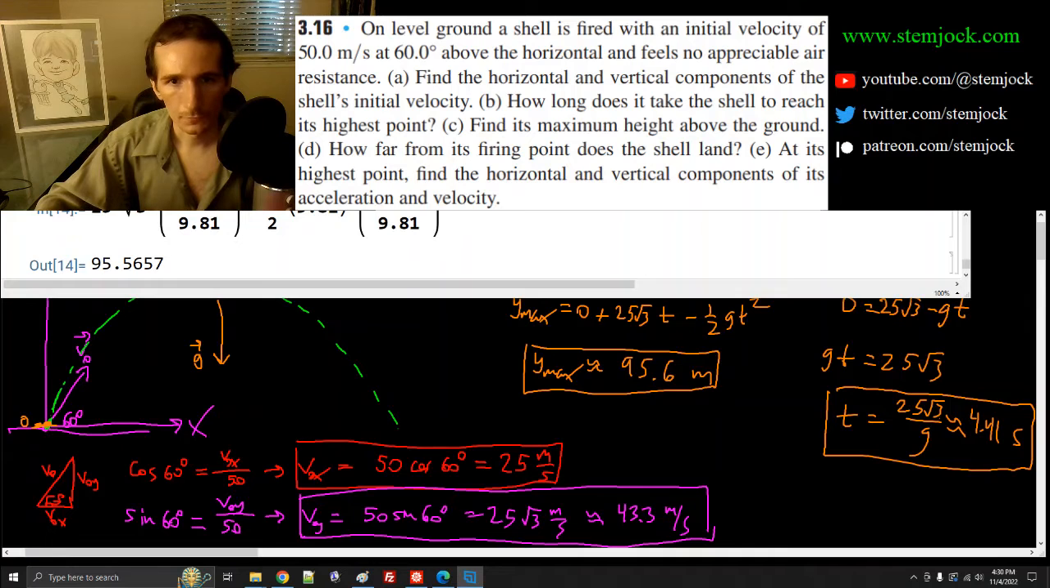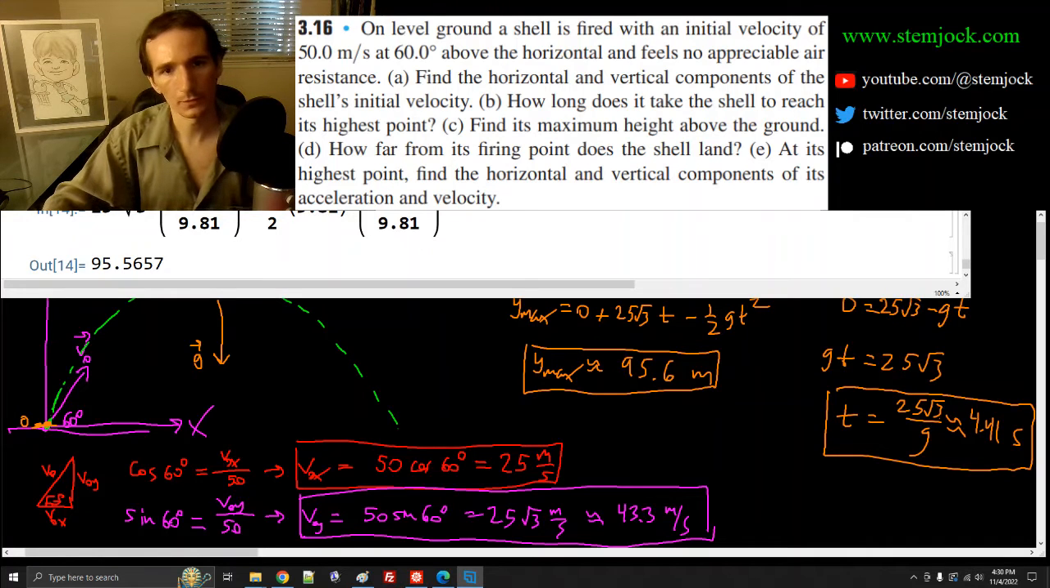How far from its firing point does the shell land? So we're looking for the x value, the horizontal distance. And E: at its highest point, find the horizontal and vertical components of its acceleration and velocity. At its highest point, find the horizontal and vertical.